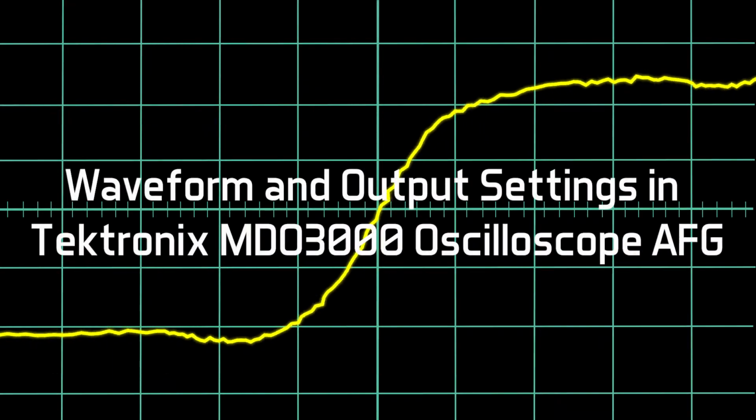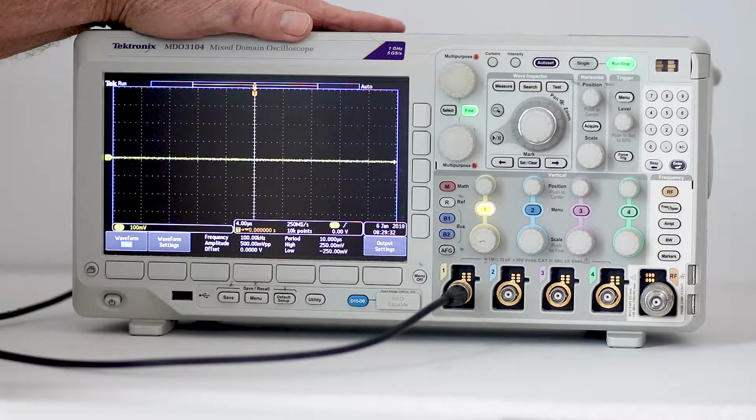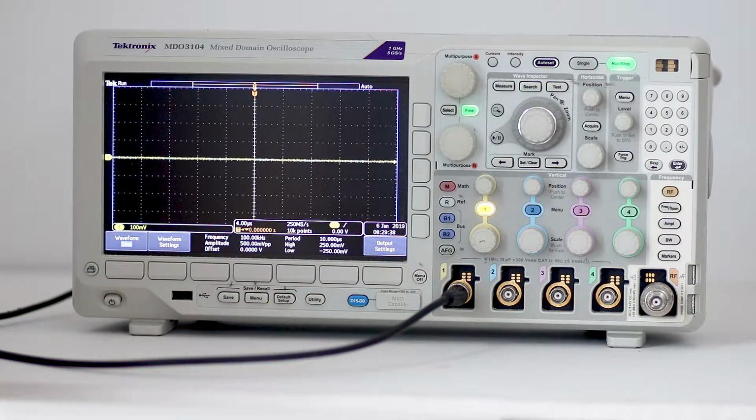In this demonstration, we'll discuss some interesting aspects of the Tektronix MDO3000 Oscilloscope's internal arbitrary function generator. Specifically, we'll look at some waveform settings and output settings.